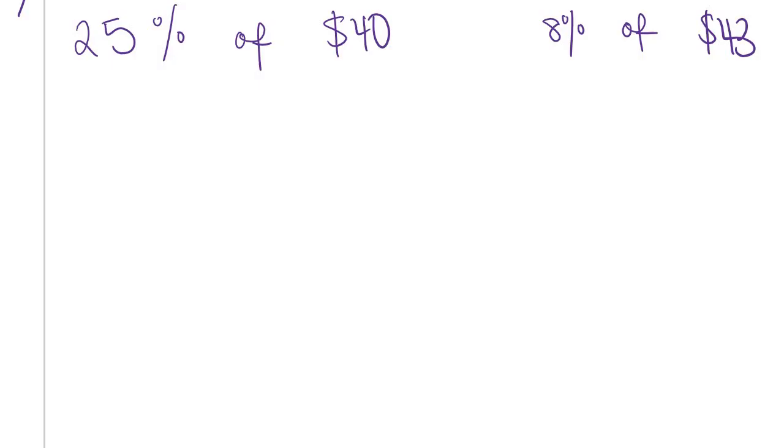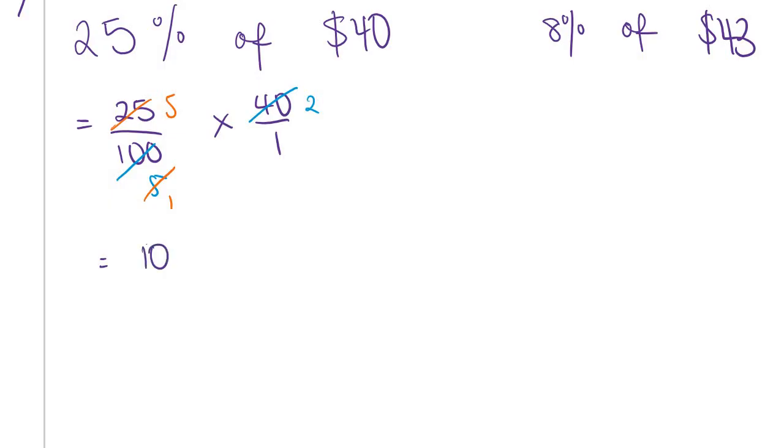All right. This first one, that's going to be equal to 25 over 100 times 40 over 1. Then we can do some simplification. So if I divide this by 20, I'm going to get 2 and 5. And then if I simplify that first fraction and divide both of these by 5, I'd get 5 and 1. So 25% of 40 would be 5 times 2 over 1 times 1, which would be 10. So 25% of $40 is $10.